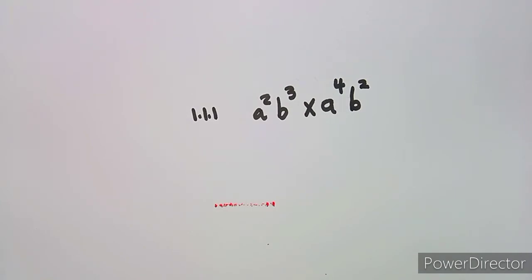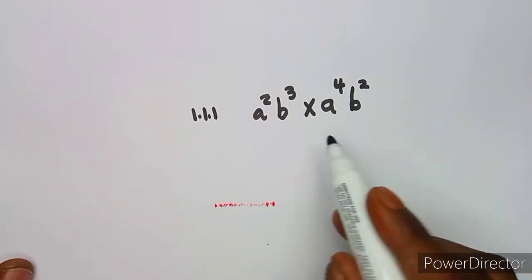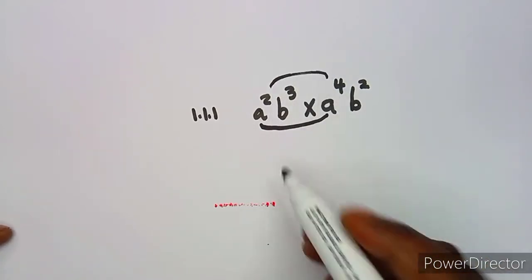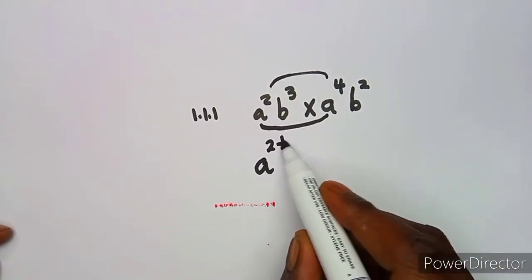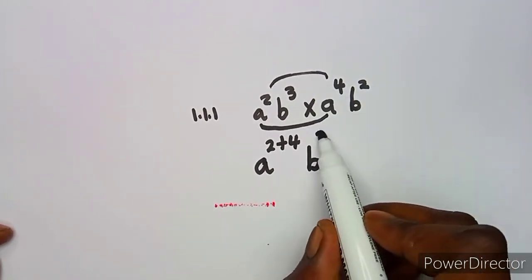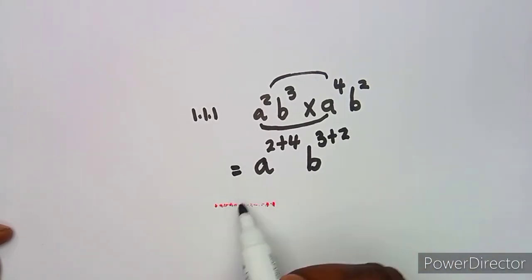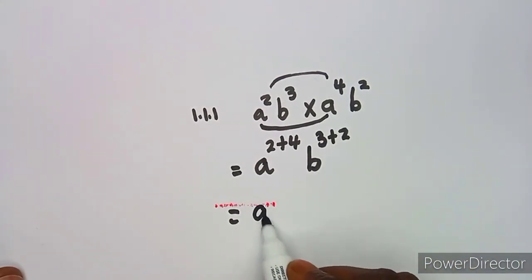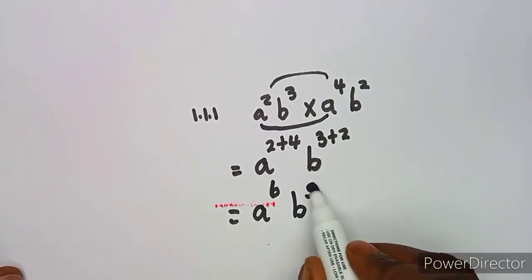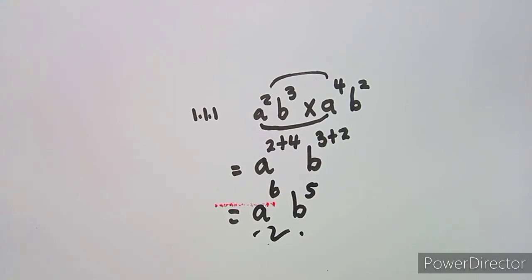As you can see, it deserves 2 marks because what you are simply doing is to add, because you are multiplying bases which are the same, so you have to add the exponents, which is 2 plus 4. All right, then for b you do the same, 3 and 2, which is 3 plus 2. So remember, when you're multiplying the bases which are the same, you add the exponents, which gives 6, and b to the exponent of 5. So that is 2 marks for that, and it deserves that.